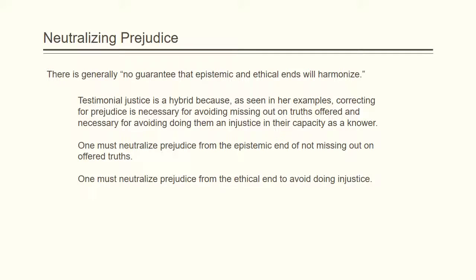First, there is no guarantee that epistemic and ethical ends will harmonize. Fricker thinks that this is a romanticized idea that there will always be some sort of union between epistemic and ethical ends. And she maintains that her characterization of testimonial justice does not rely on this false romanticism. Instead, her examples show a necessity for correcting prejudice in order to avoid missing out on the truth of a speaker and to avoid doing the speaker injustice. So those are the two different points for her.